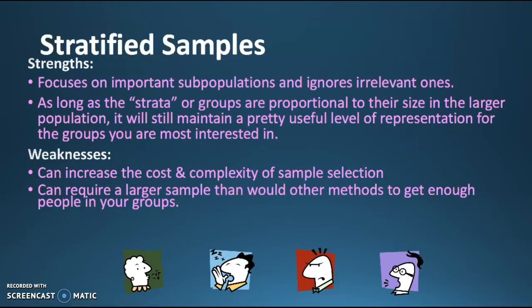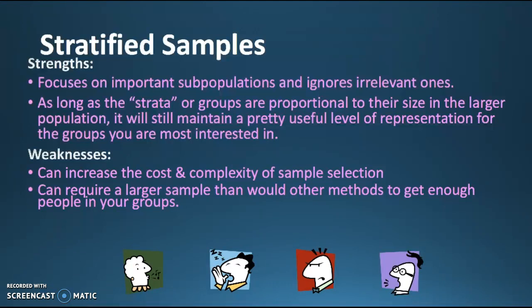Strengths and weaknesses. Stratified samples focus on important subpopulations, and they ignore irrelevant ones, so it can kind of get after more of your target. As long as the strata or the groups are proportional to their size in the larger population, you can still maintain a pretty useful level of representativeness for the groups you really want to know about. So you've got to be careful that you don't choose more supervisors than what actually would be proportional to the whole population, because that's going to be kind of throwing things off a little bit.